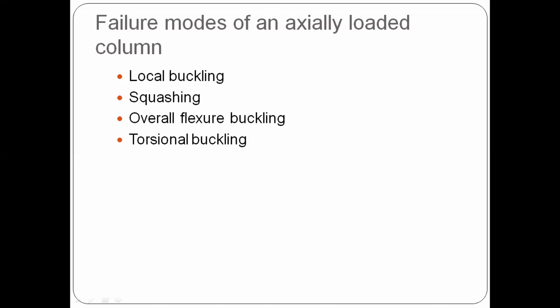So what happens when a member is subjected to more axial load? There are different modes of failure that take place in a column when it is subjected to axial load. There will be local buckling in a column. The column will be subjected to squash, in the sense it will squeeze the member, and there will be overall flexural buckling. Flexural in the sense bending, so it will bend also. There will be torsional buckling also. Not only will it bend, the member will even twist at its support. So these are the different failure modes of an axially loaded column.